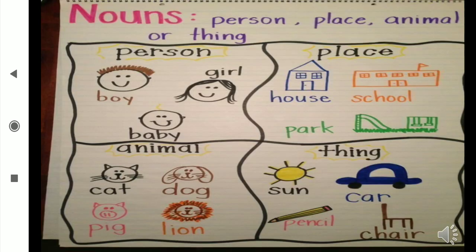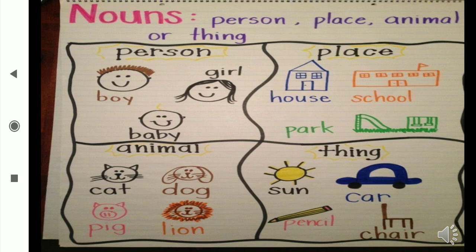Now we'll move to the first part of speech, that's the noun. What's a noun? It is a naming word. It names a person, place, animal or thing. Here are a few examples which I am going to discuss with you. Person. What are the examples which come under person? It's a boy, girl, baby.